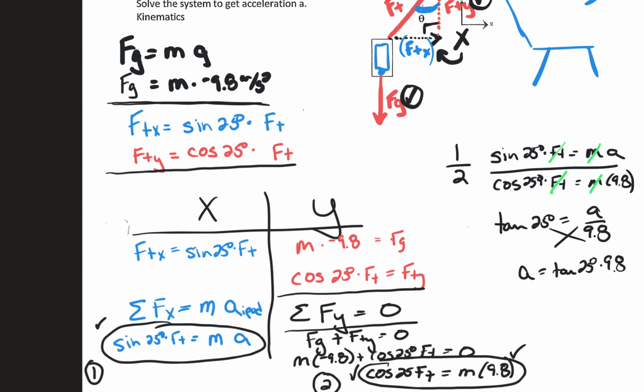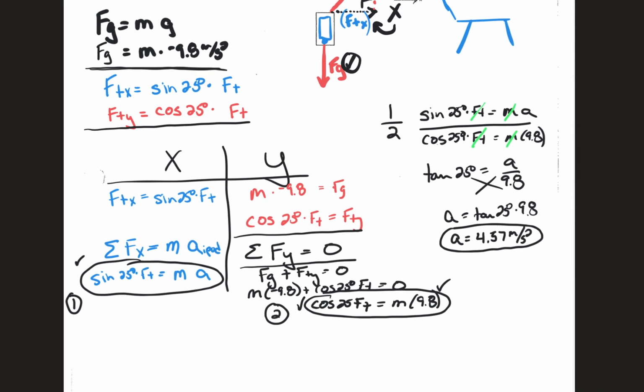I'm going to jump to my calculator. Notice I haven't done any calculations yet. I just did relationships. Tan 25 multiplied by 9.8, and a comes out to be 4.57 with rounding, meters per second squared.